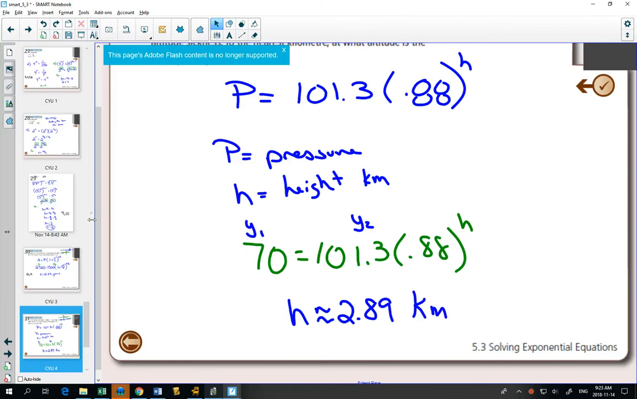So you can see why the airport in La Paz, at 4 kilometers above sea level, they have an altitude sickness bay for people coming off the plane. Questions for practice on this one?